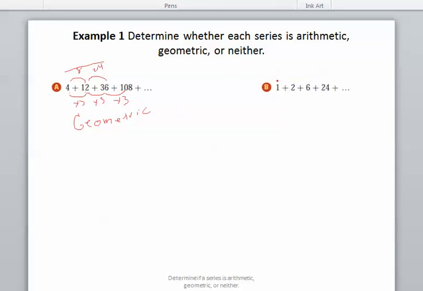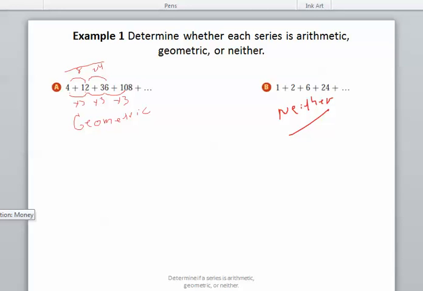Okay? So let's come over here and look at the second one. 2 minus 1, I added 1. 6 minus 2, I'm adding 4. Nope. Still not an arithmetic sequence. Let's see here. If I multiply by 2, I get times 2. If I multiply times 2, I get 4. I don't get 6. Doesn't look like it's either one of those, is it? So I would call this one neither. It is not arithmetic and it's not geometric. Okay?